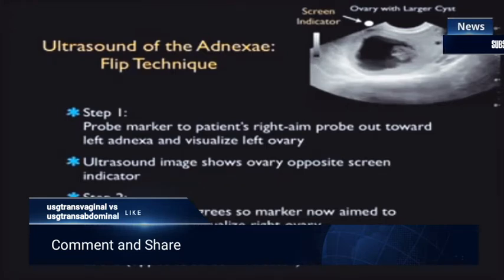We'll flip the probe 180 degrees, so now the marker is aimed towards the patient's left side. Move the probe towards the midline, identifying first the uterus, and then moving the probe into the right fornicele area. This way it will be adjacent to the cervix and will have a good view of the right adnexal structures. The ultrasound screen image that we'll obtain will show the ovary with a similar orientation to the first, as effectively we're flipping the probe 180 degrees to preserve the orientation on the screen.